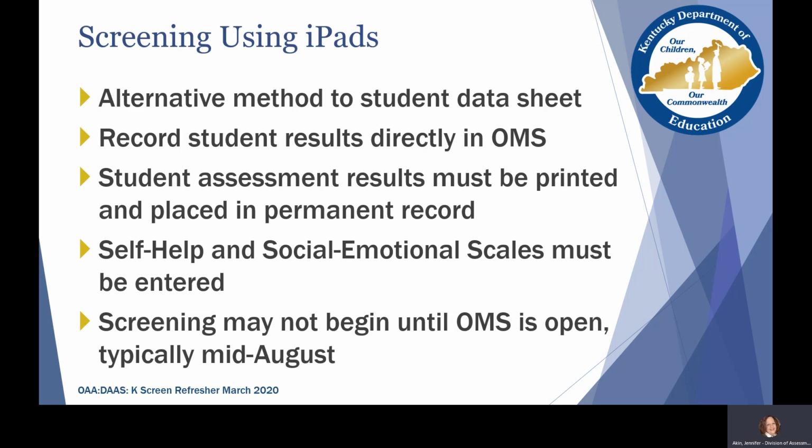We've mentioned screening using iPads or tablets, but this is an alternative method to using a student data sheet. You can record the student results directly into the OMS, and the student assessment results must be printed and placed in the student's permanent record folder. The self-help and the social emotional scales must be entered, and screening may not begin until the OMS is open, which is typically mid-August. So again, keep that in mind when planning your screening at your district.